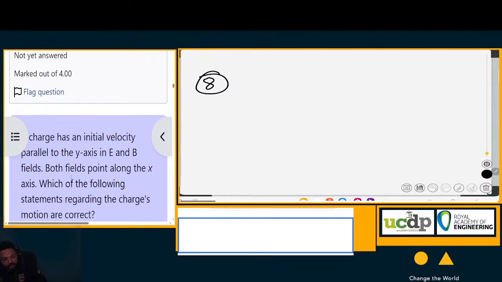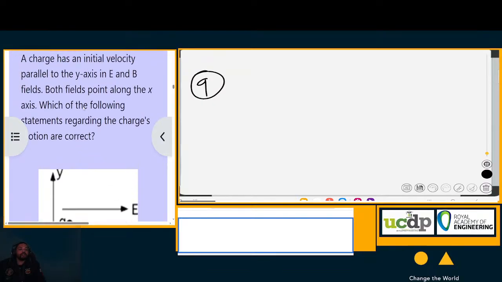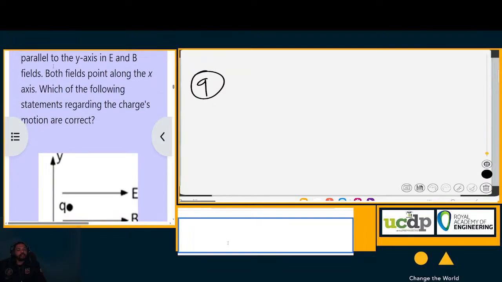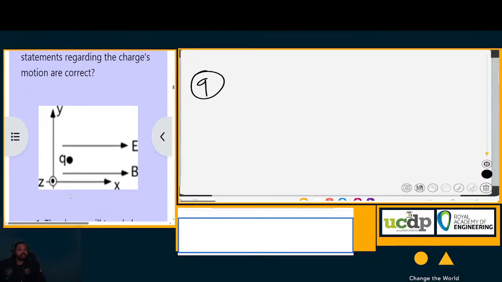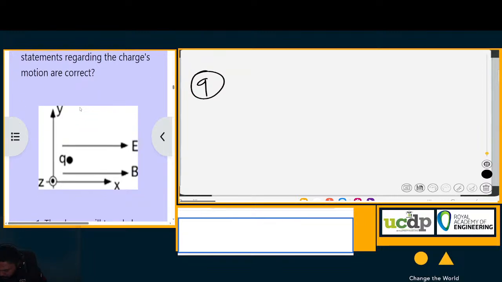Question number 9. This is all the right hand rule and the Lorentz force law problem so far. Let's say a charge has an initial velocity that is parallel to the y-axis in the same situation. So it has an initial velocity parallel to the y-axis in both the electric and magnetic fields. Both fields point along the x-axis. Which of the following statements regarding the charge's motion is correct?